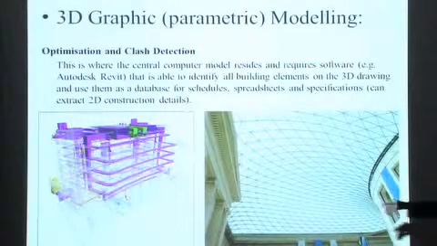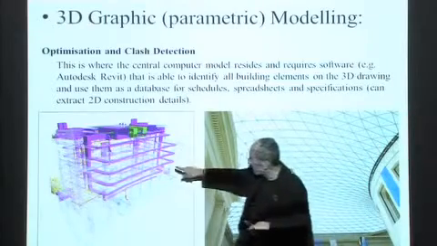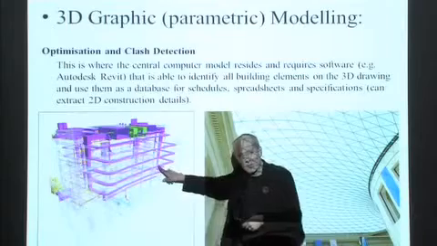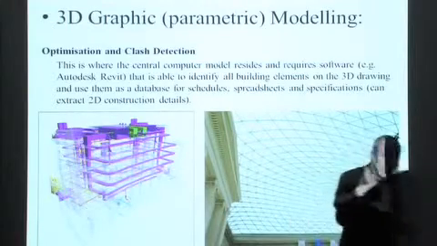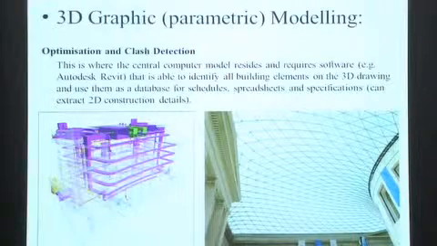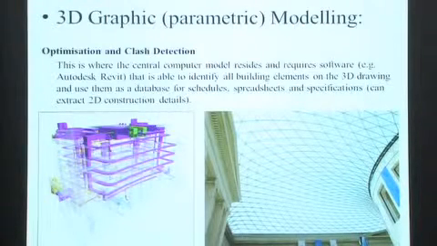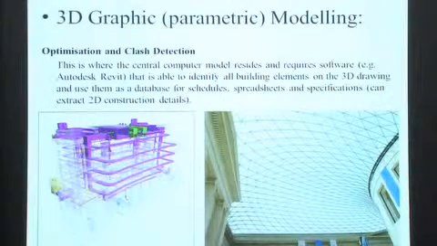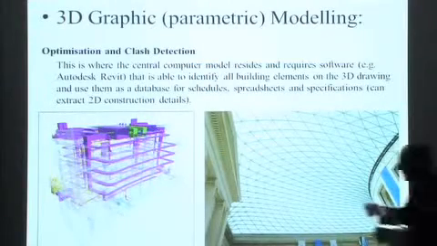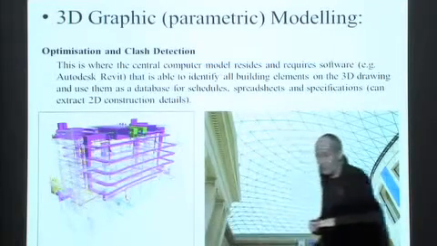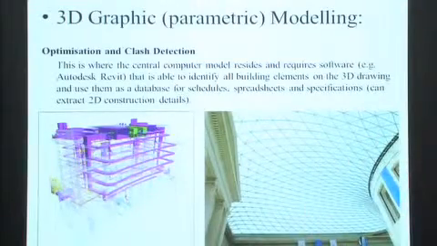Not only that, every component in the model, when you click on it, graphically it's an object, but it's also an object in that you know who the supplier is, you know where it's coming from, you know how long it's going to take to get to site, and you know what the cost is. So the building specification is all basically tied up in that model.